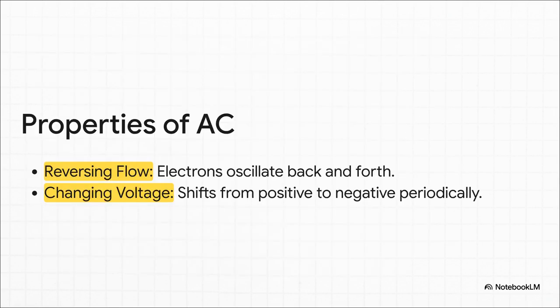So the two things that define AC are this reversing flow and a voltage that changes right along with it, flipping from positive to negative and back again. Here in the US, this happens 60 times every single second. And as we're about to see, this constant change is the secret ingredient to AC's superpower, its ability to travel huge distances without losing all its energy.